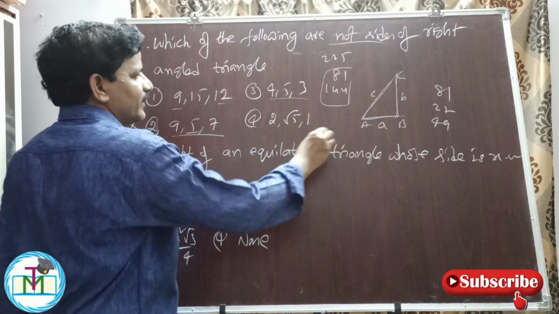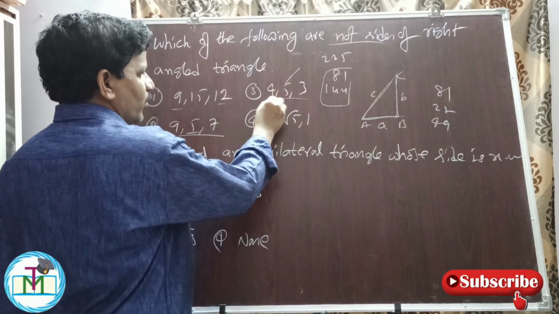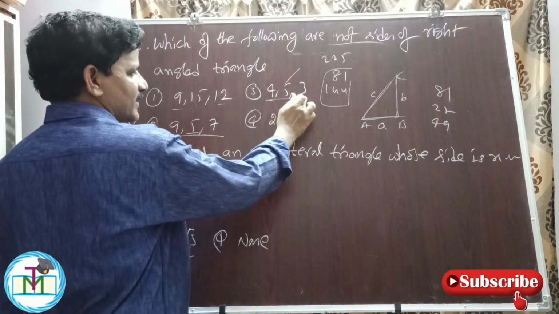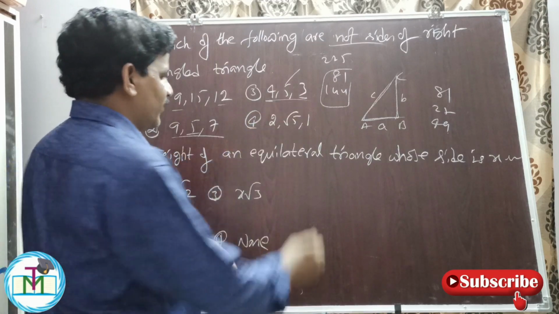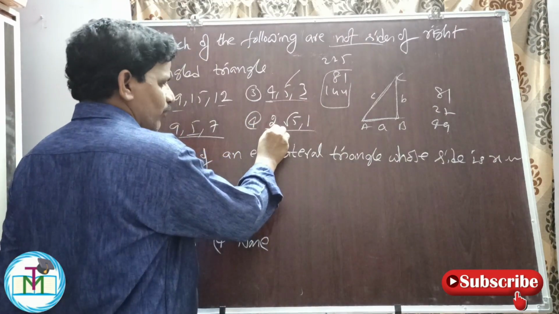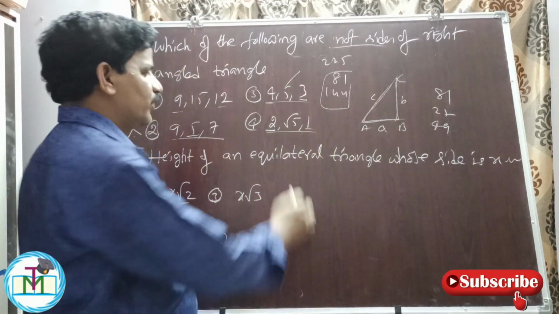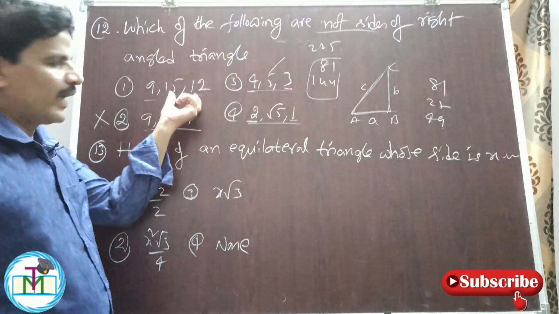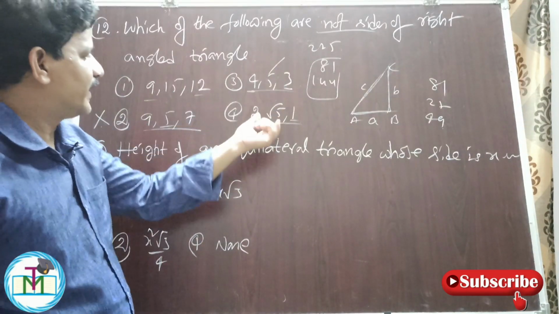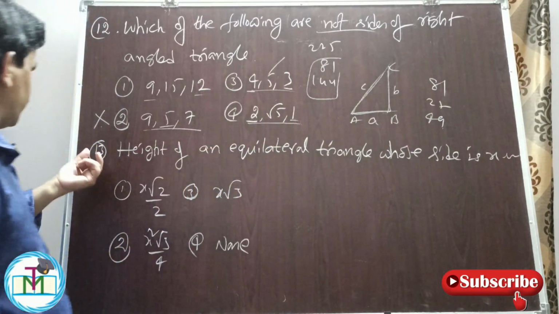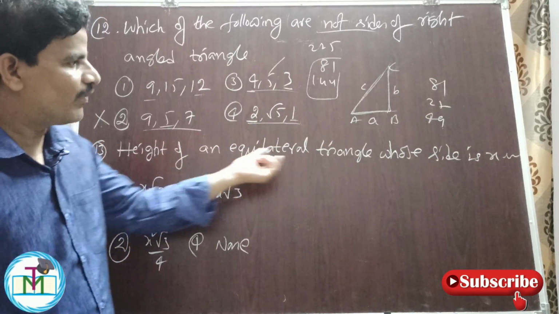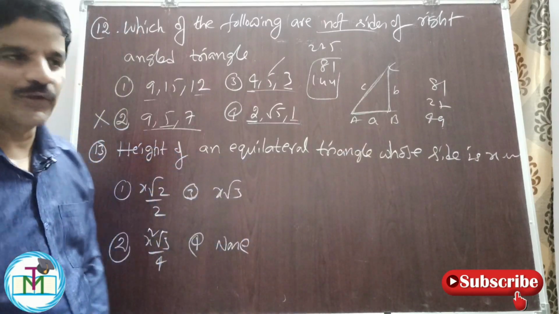If I take 4, 5, 3: 5 square is 25, 4 square plus 3 square is 16 plus 9, 25. These are sides of a right angle triangle. If I see this one, 2 square is 4, 4 plus 1 is 5, equal to root 5 whole square 5. So 9, 15, 12; 4, 5, 3; and 2, root 5, 1 are sides of a right angle triangle. Answer. Next, 13th one: height of an equilateral triangle whose side is x units.